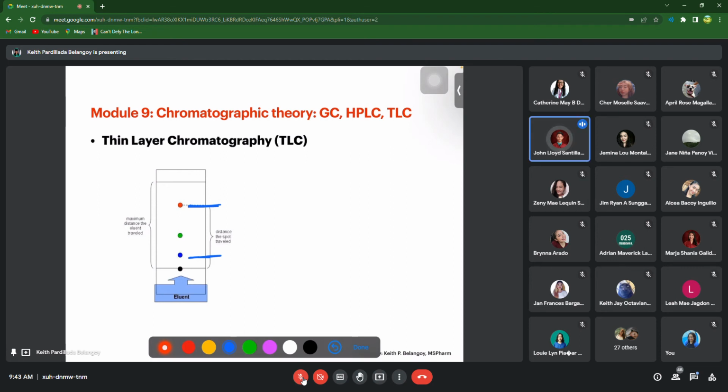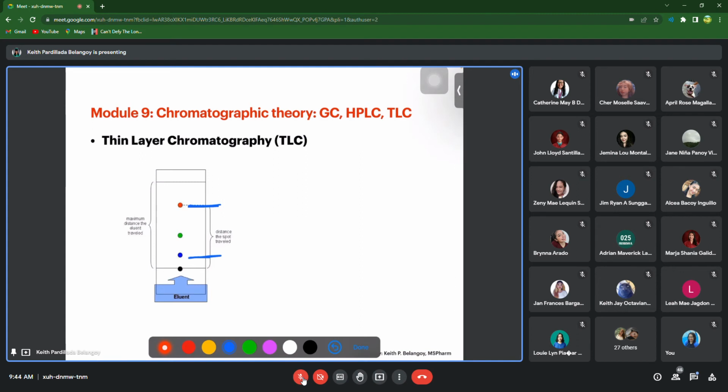For us, ma'am, it is different solubility, so the colors reached different distances. You go back to the term solubility, no? So it is involved in separation techniques. Anything else? Okay, there is separation because there are also differences in their solubility. What else? So, the blue is near and the red is far.